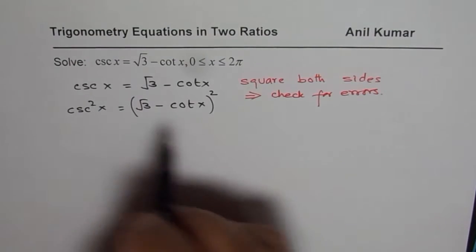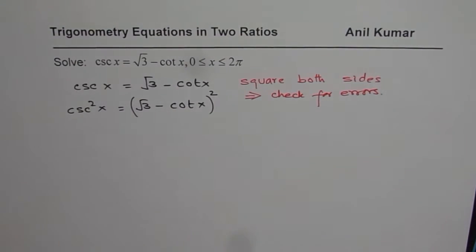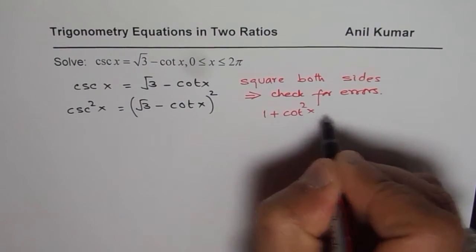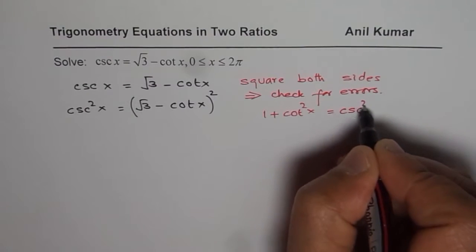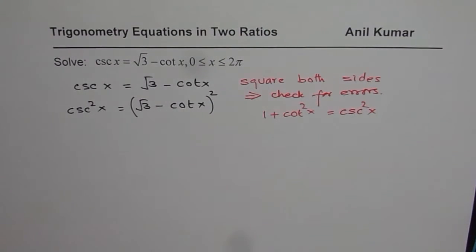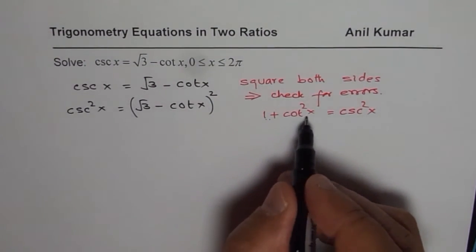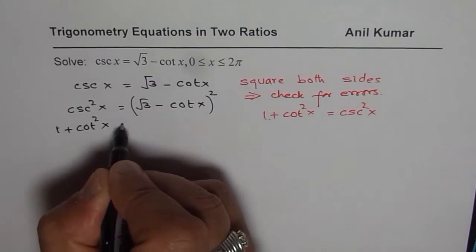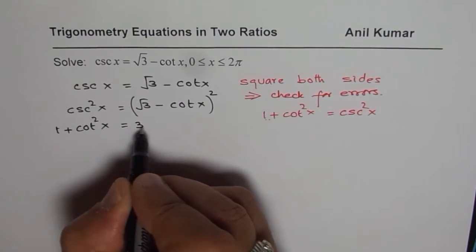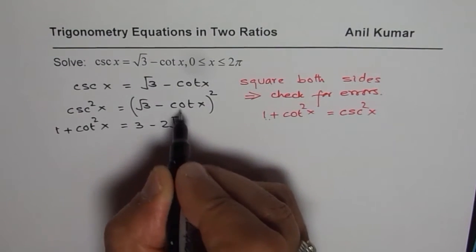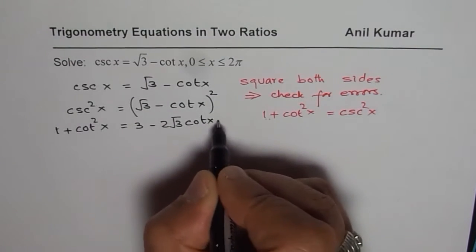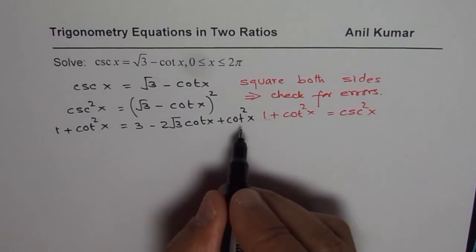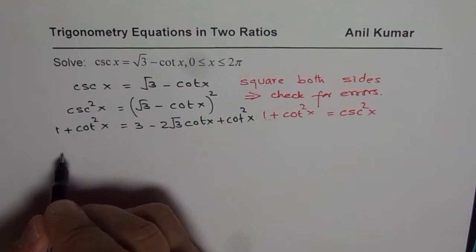So we can use the Pythagorean identity, which is 1 plus cot square x equals cosecant square x, right? So we'll use this identity, replacing cosecant square x by 1 plus cotangent square x. We'll write this as 1 plus cot square x. And on the right side, when we square, we get 3 minus 2 square root 3 cot x plus cotangent square x.